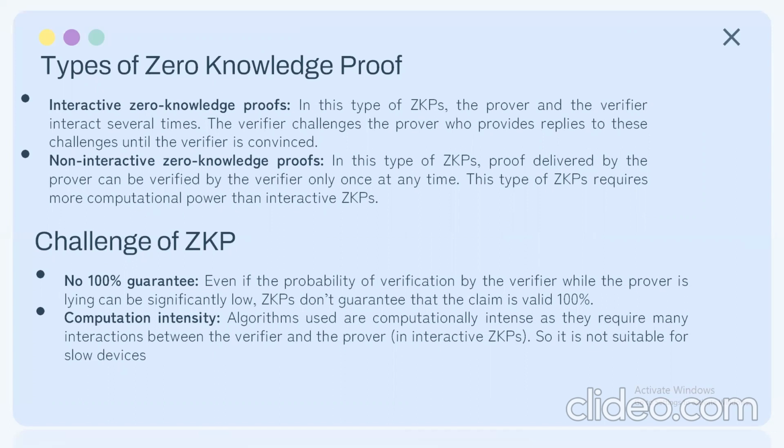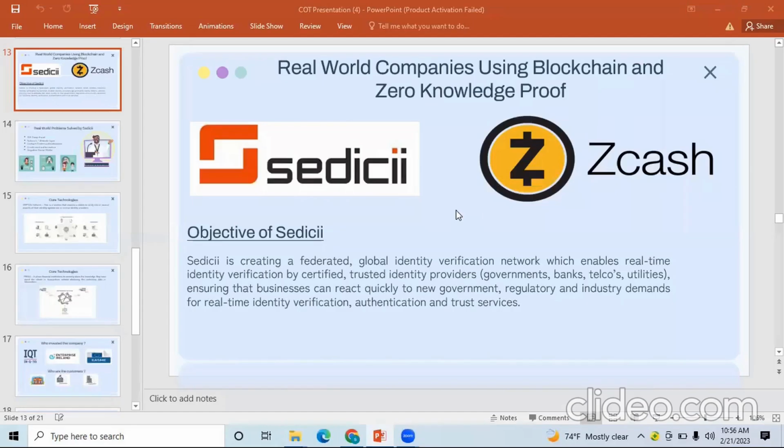Coming to the computational intensity, as I said earlier, in interactive zero knowledge proofs we can challenge the prover and verifier as many times as we want. This means it is not suitable for slow and mobile devices. Now this concept is widely used nowadays by many companies around the globe. My friend Sudarshan will tell you about some of those companies and their core technologies.